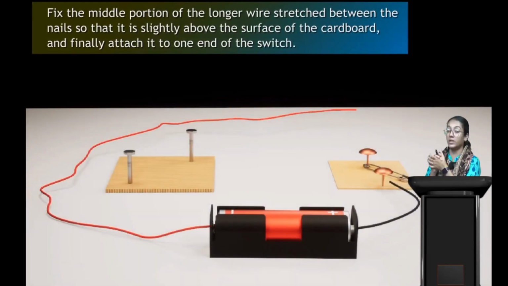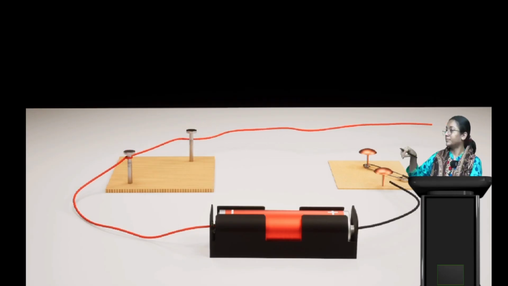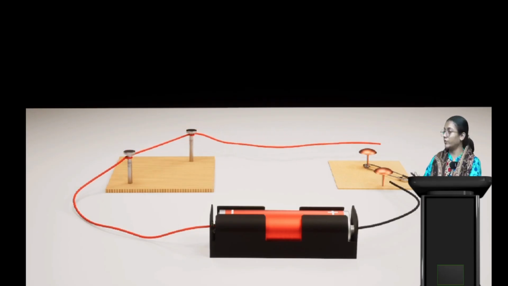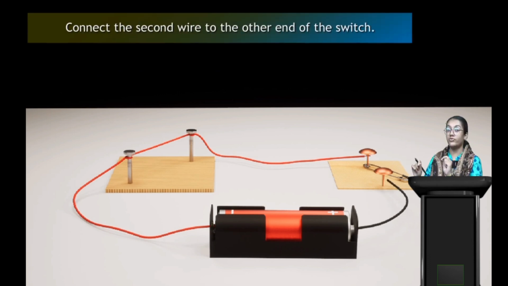Now after preparing the switch, we will make one circuit. So how to make it? Fix the middle portion of the longer wire stretched between the nails so that it is slightly above the surface of the cardboard, and finally attach it to one end of the switch. Now what will we have to do? The side which was connected with the longer wire, we have to wrap it around the two nails which are inserted into the second cardboard like this. Okay, we have to stretch the wire a bit so that the wires are not touching the cardboard.